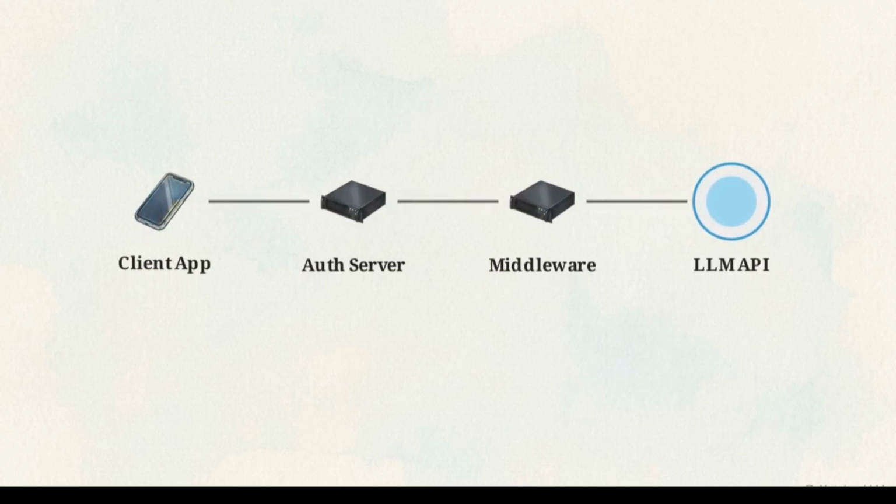This is the standard route for building AI into an app. The client routes requests through an auth server, into custom middleware, and out to the LLM API. It protects keys and manages memory, but every user prompt waits in line for server processing.